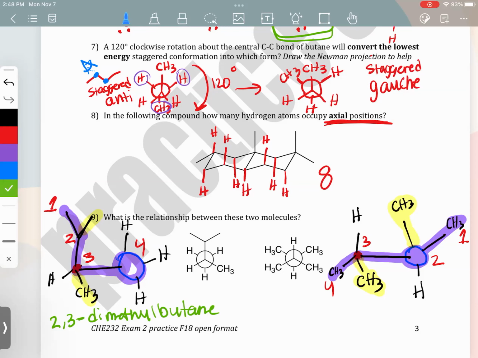Now let's get to naming. We have a methyl on 2, methyl on 3. So what would the name be? It's going to be 2,3-dimethylbutane. Right.